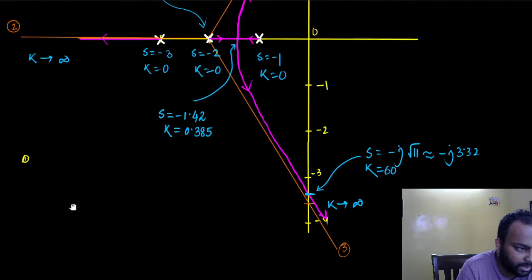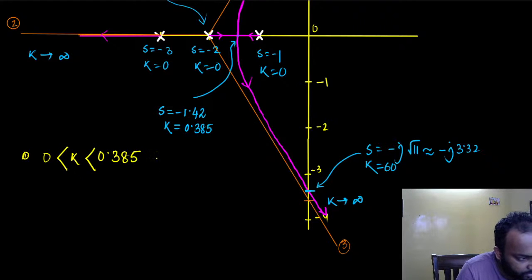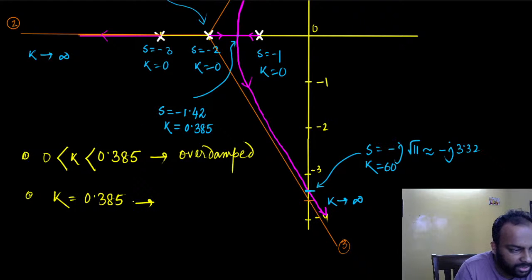So these are things we have figured out, but in this particular case we have figured out that as long as the gain k is greater than 0 and less than 0.385, the system was over damped, because we had real and unequal roots, right? Then we figured out that at exactly k equal to 0.385, we would have 2 equal and real roots to the right, so it would be critically damped.